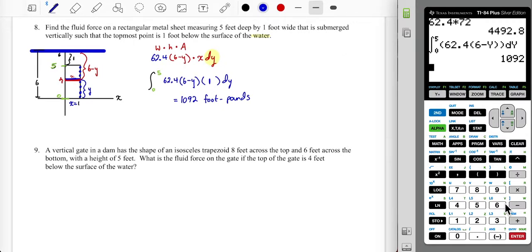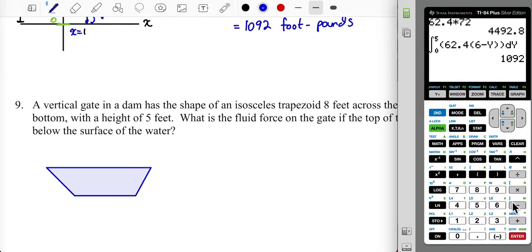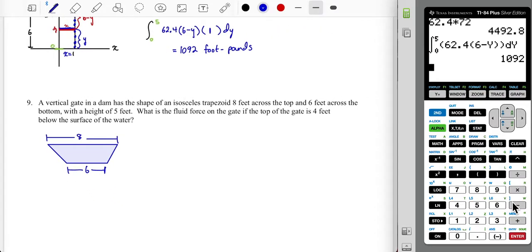All right. Number 9, the vertical gate in a dam has the shape of an isosceles trapezoid, 8 feet across the top, 6 feet across the bottom. We'll start there. All right, 8 feet across the top, 6 feet across the bottom. It's not perfect, but it's the best I can do. It has a height of 5 feet. We want to know the fluid force on the gate if the top of the gate is 4 feet below the surface of the water.